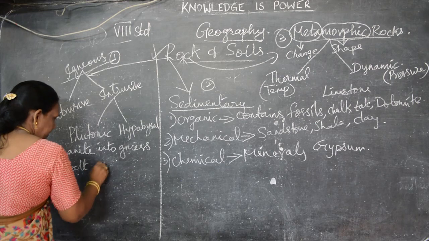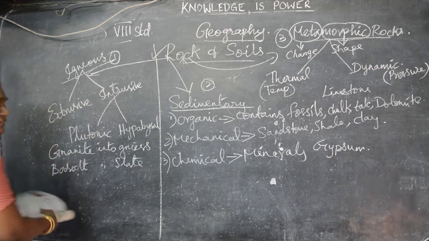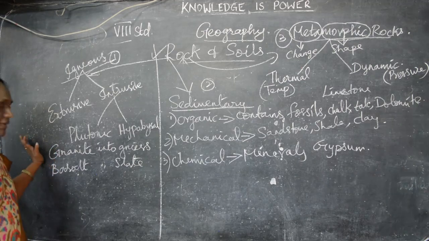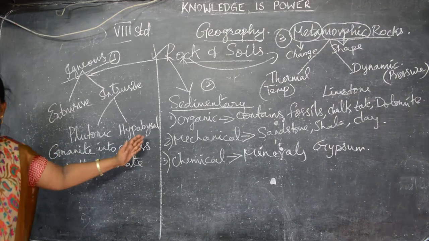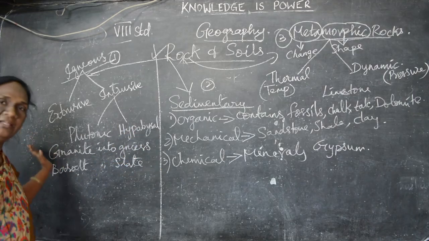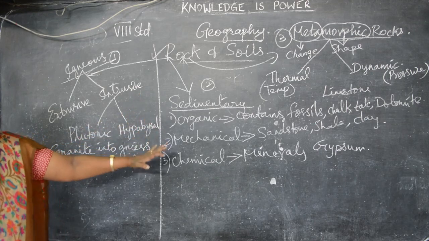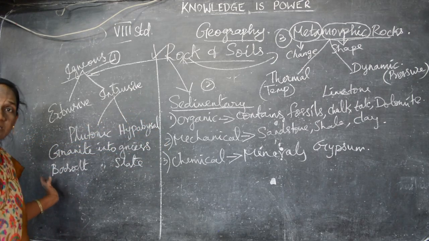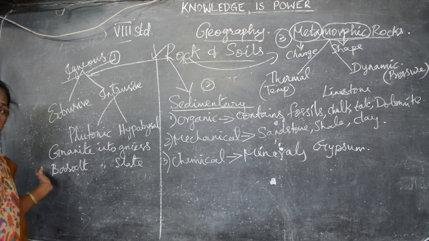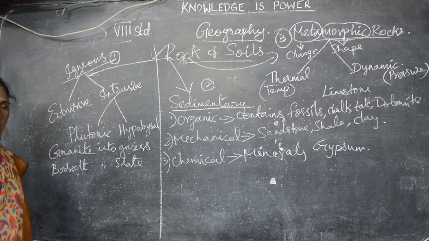Basalt into slate. Granite changes into what? Granite is an igneous rock, gneiss is a metamorphic rock. When granite becomes metamorphic, after many thousands of years it changes into gneiss. Likewise basalt, an extrusive igneous rock, changes into slate. Can you follow?